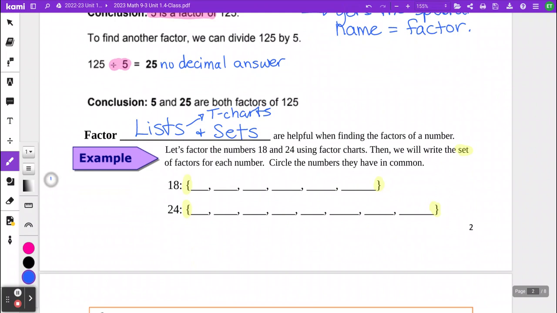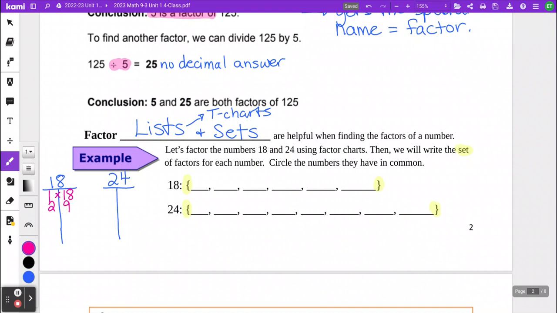So my T-chart for 18. And then I need a T-chart for 24. All right, what number did I tell you we always start with? 1, good. So 1 times the number itself. So 1 times 18. Now 18 is an even number, so what number could we divide by again? What's our first even number? 2. So 18 divides by 2, I would have my calculator, I'd say 18 divide 2, and I'd get a 9.